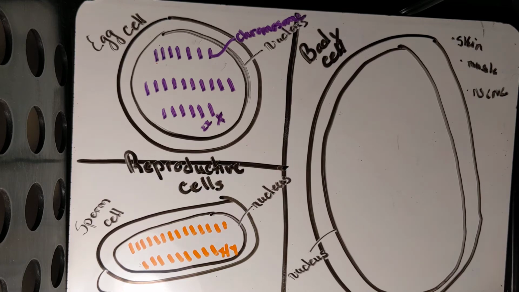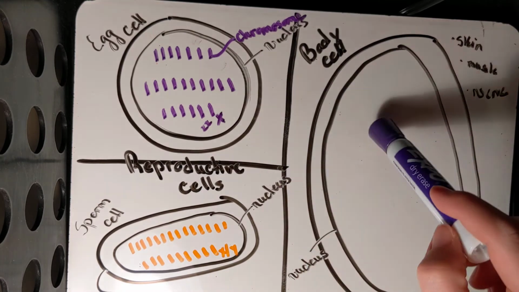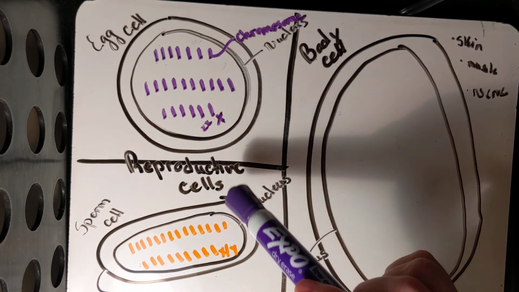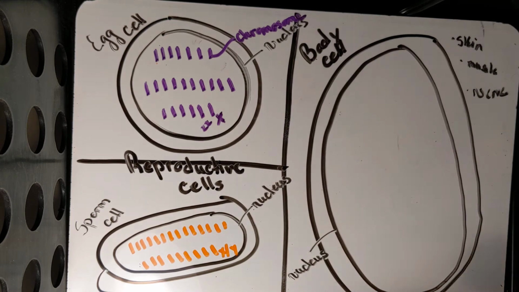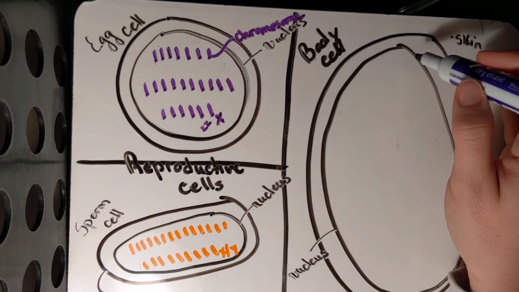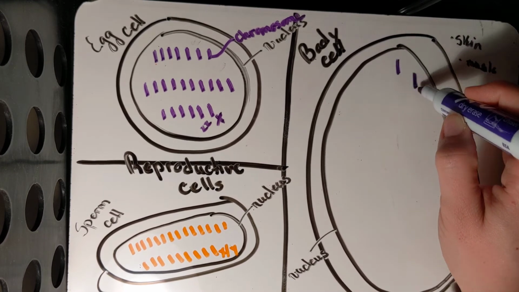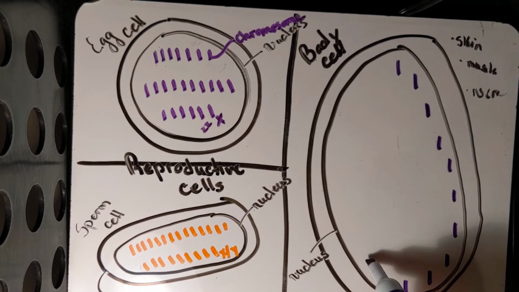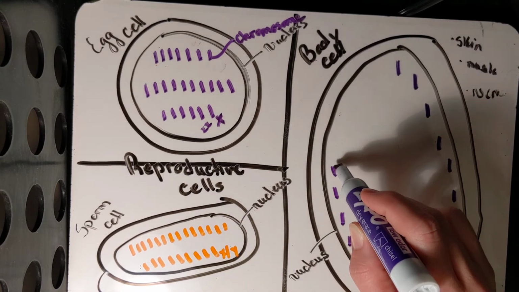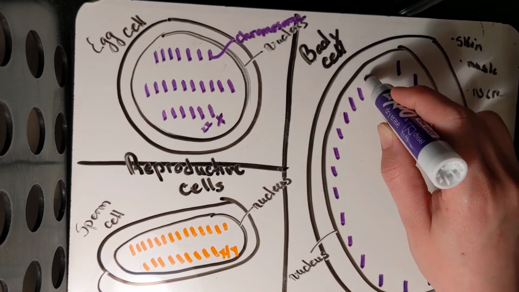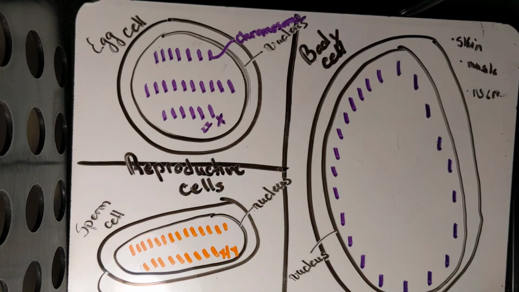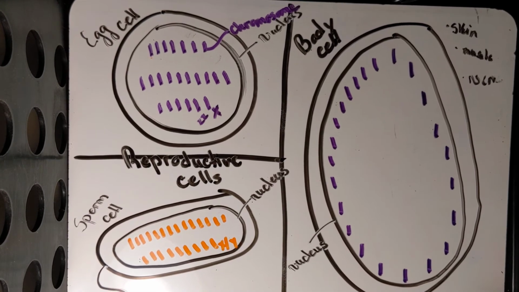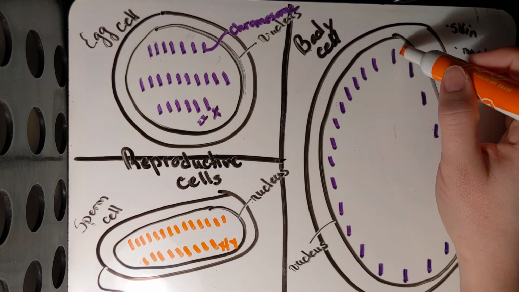And on this one, because we now have this body cell was created by combining an egg cell and a sperm cell, we are going to draw with both colors inside this egg cell. So inside here, I'm going to go around the edge and draw in 23 purple. And I'm going to partner those purple chromosomes with an orange one.